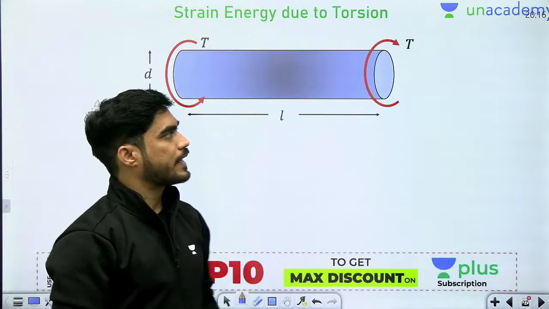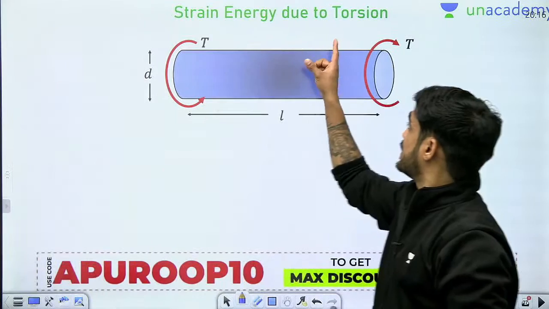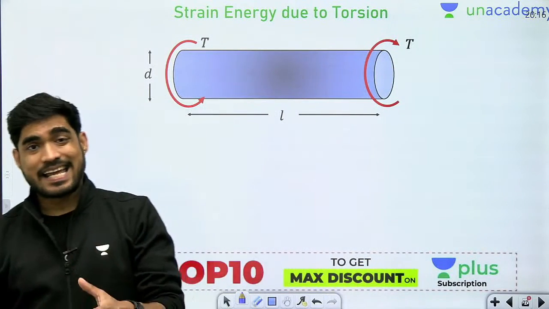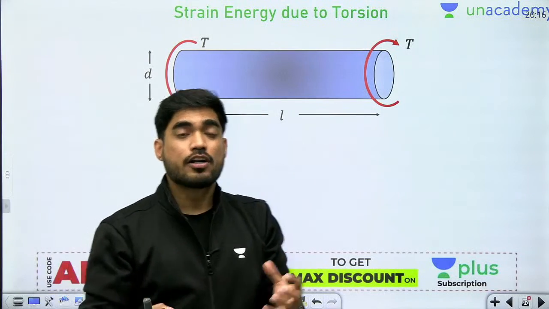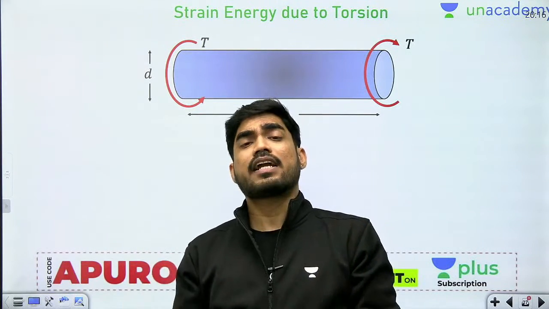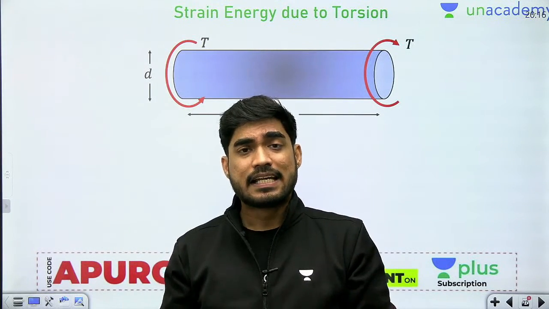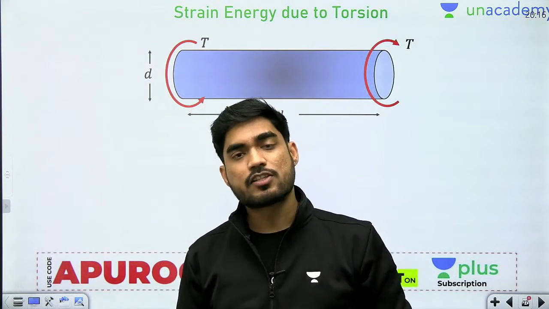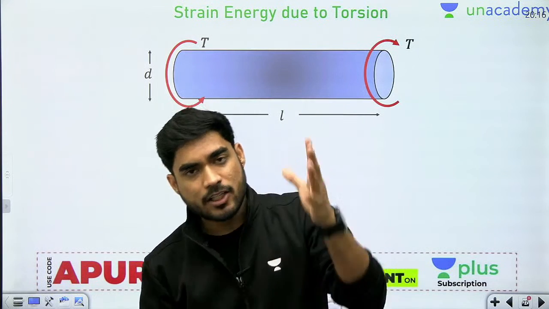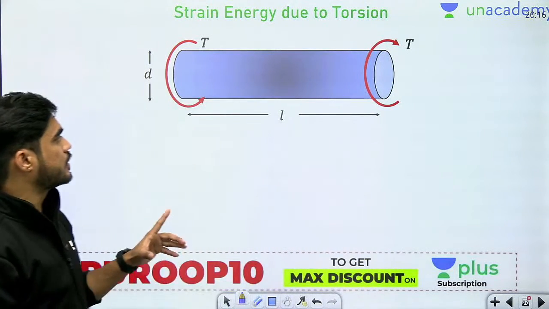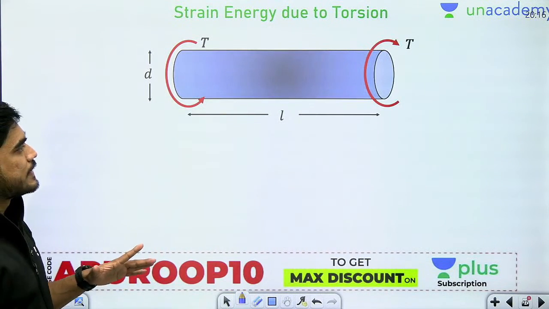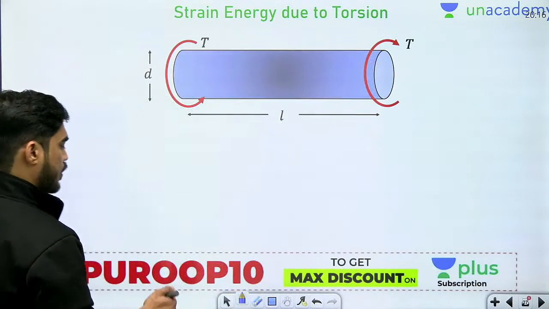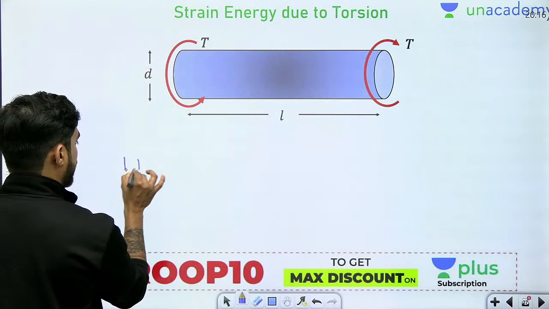The next topic is strain energy stored due to torsion. Now beta, strain energy is the energy stored due to deformation. In every chapter, you will see how to find strain energy. So in axially loaded members, we saw strain energy. Now in torsion also we need to see strain energy. So let's say we have a shaft which is subjected to a torque T.